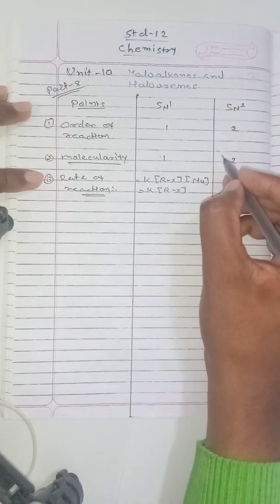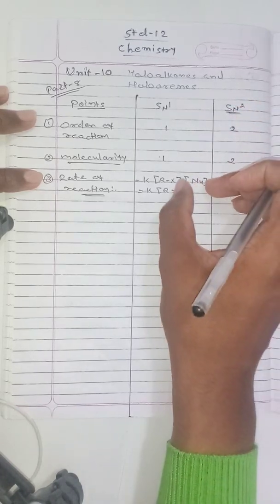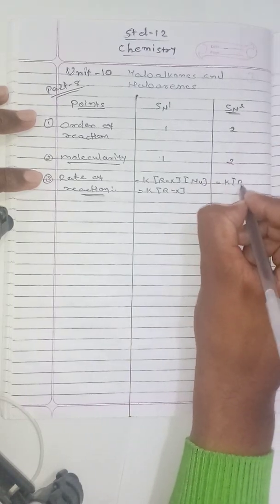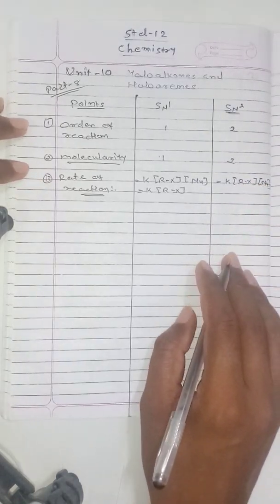While the SN2 reaction is dependent on the concentration of nucleophile. That's why we can write here rate equals K, concentration of alkyl halide and concentration of nucleophile.